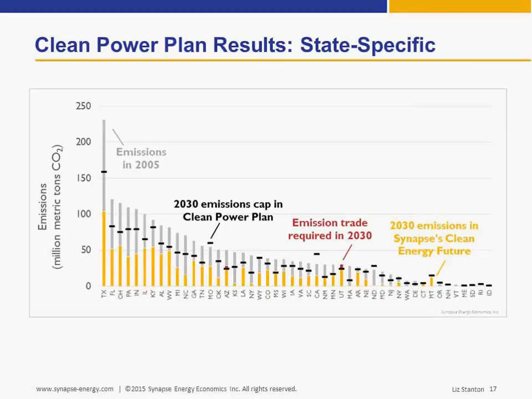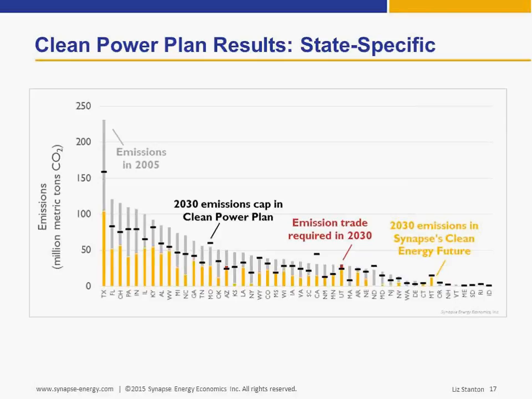Here we're looking at emissions against the 2005 year, that's the gray. So what were each of these states' electric sector emissions in 2005? The little black bar shows the 2030 emissions cap for the Clean Power Plan. That's the mass-based target. So you can see for Texas, that's a bit lower than 2005. And then the yellow shows the emissions that that state would have in 2030 under our clean energy future. So still lower. And that's the case for most of the states here. There's a little bit of variation in the order of those three bars.